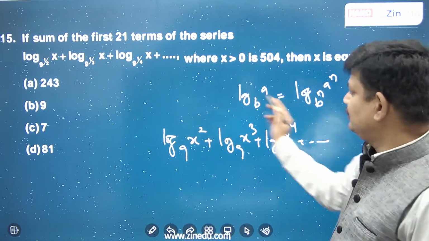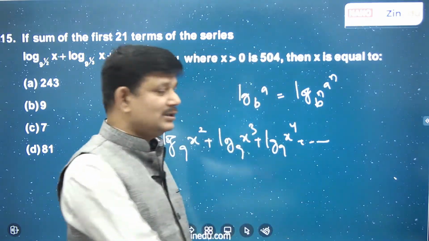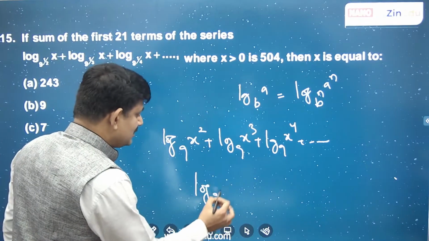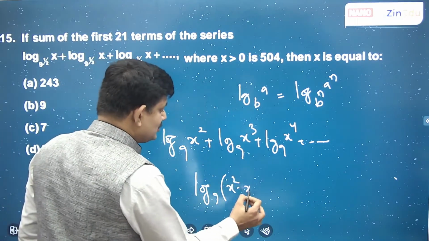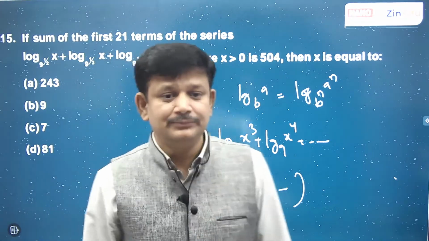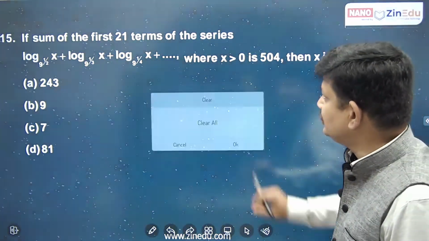Is it not a simple question? Bases are all the same now. Adding logarithms, you can multiply the numbers inside. So this will be log to the base 9 of x square into x cube into x power 4, and so on, 21 such terms. Okay, so this is a very simple question, a basic logarithm question.